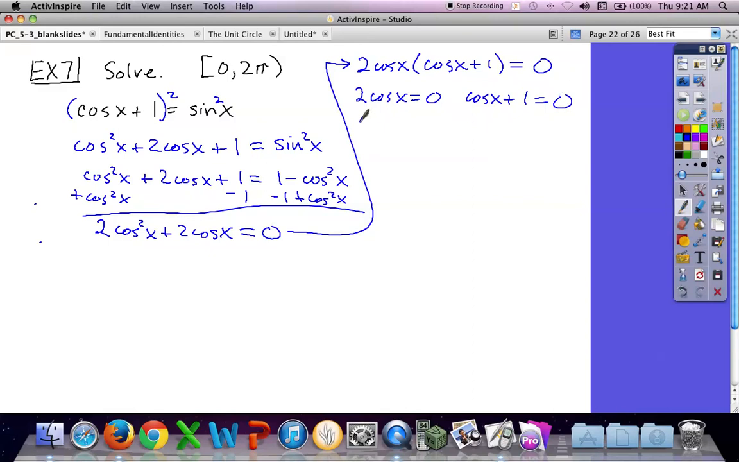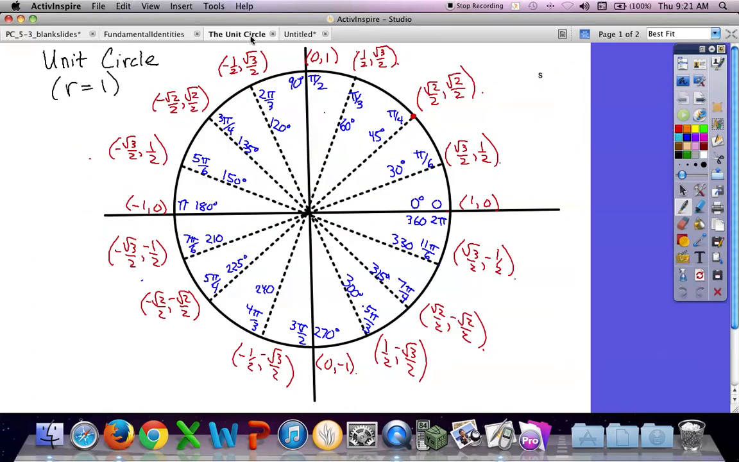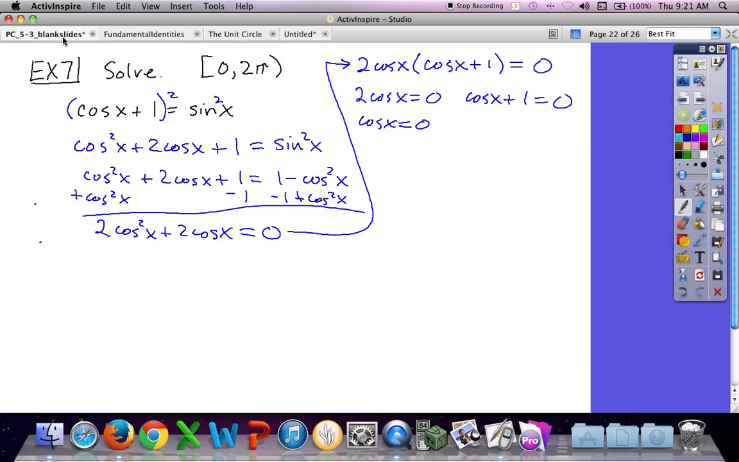And if cosine x equals 0, then where are we? In between 0 and 2 pi, where are we if cosine x equals 0? Pi over 2, 3 pi over 2. 2 answers. x equals pi over 2 plus 3 pi over 2. And remember, we don't need the plus n pi because it just said in between 0 and 2 pi. We just need those two.